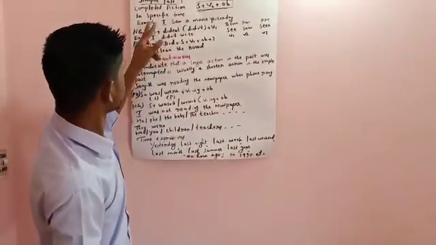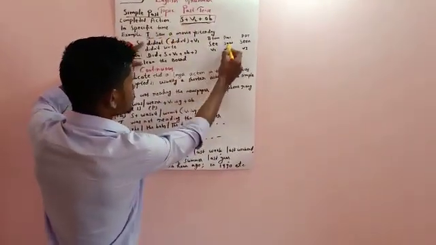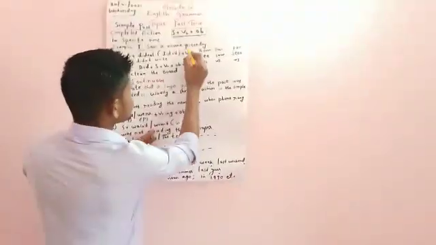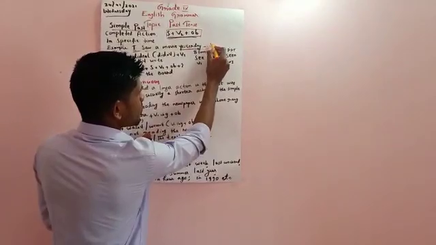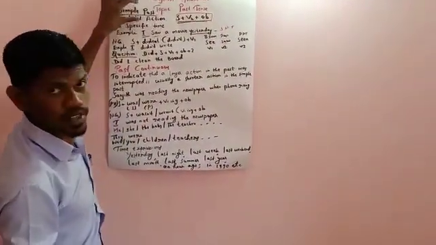Now we will see a structure. See here: I, the subject, saw, the second form, then the object. I saw a movie yesterday. This yesterday indicates a specific time. This is the structure that we are supposed to follow.